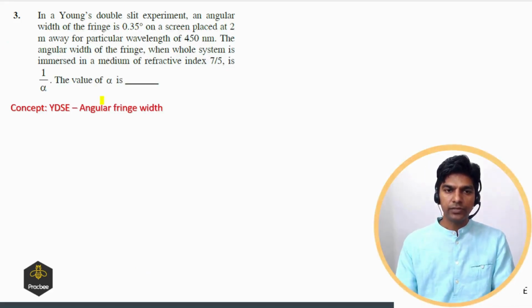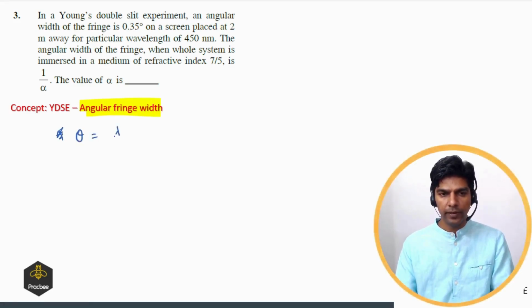Now the next problem type is based on angular fringe width, and we know the formula. Let me take it as theta only. So theta will be lambda by d, small d, not capital D, it will be small d, the distance between the slits. So in YDSE, an angular width of the fringe is 0.35 degrees on the screen placed 2 meters away for a particular wavelength of 450 nanometer. The angular width of the fringe when the whole setup is immersed in a medium of refractive index 7 by 5 is 1 by alpha. The value of alpha is.